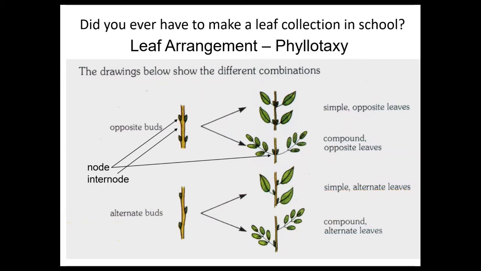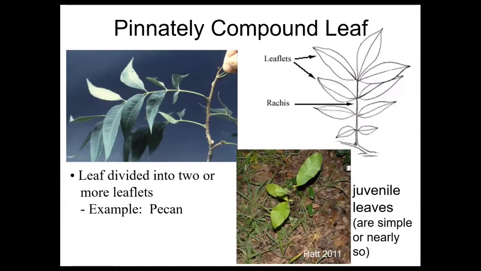Leaf arrangement: if you do plant identification, you know what I'm talking about. Leaves are opposite, alternate, or whorled, and this shows opposite and alternate in simple leaves and in compound leaves. A node is a place on a stem where leaves occur. An internode is the region between two successive nodes. All right, pinnately compound leaves.